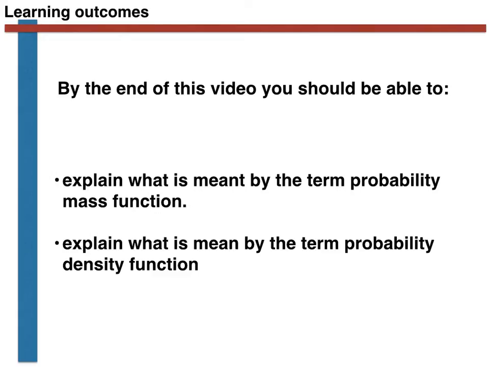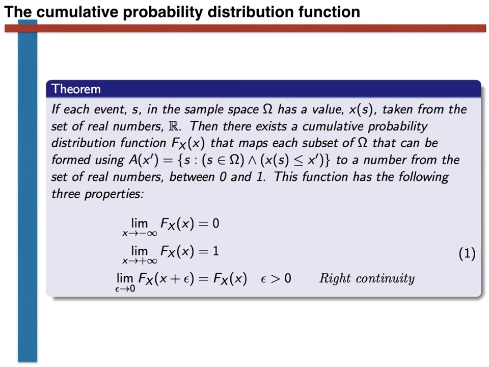In the video on non-classical probability, we introduced the cumulative probability distribution function and defined it as follows. We said that if each event S in the sample space omega has a value x of S taken from the set of real numbers, script R, then there exists a cumulative probability distribution function that maps each subset of omega that can be formed using this piece of set builder notation to a number from the set of real numbers between 0 and 1. We further said that this function has the following three properties. Its limit as you go to minus infinity is 0, its limit as you go to plus infinity is 1, and it is right continuous.